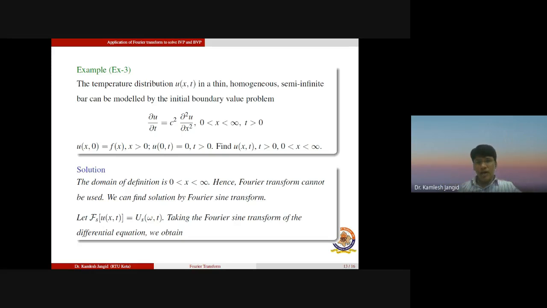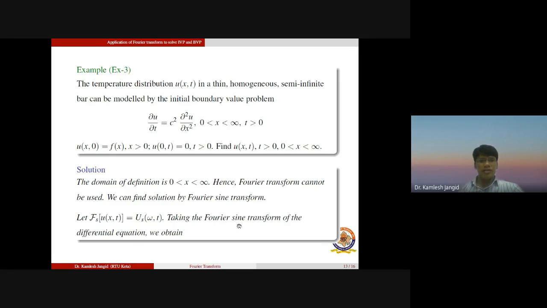As we know, the Fourier sine transformation is applicable when the given condition is of the form u(x, 0) or u(0, t), whereas if the condition is in derivative form, then we use the Fourier cosine transformation. Here the condition is of this form, so we use the Fourier sine transform. So let the Fourier sine transformation of the temperature distribution function u(x, t) equal u_s(ω, t).